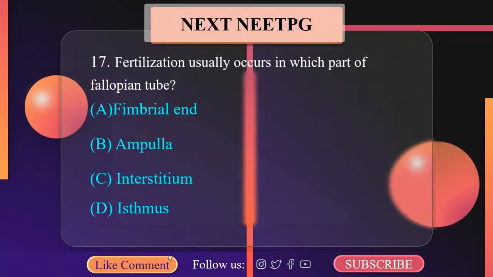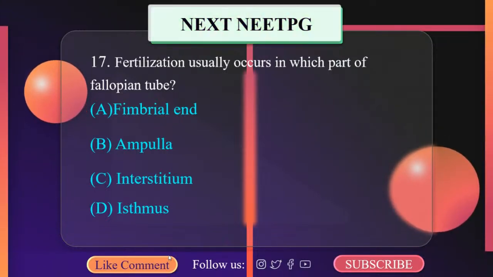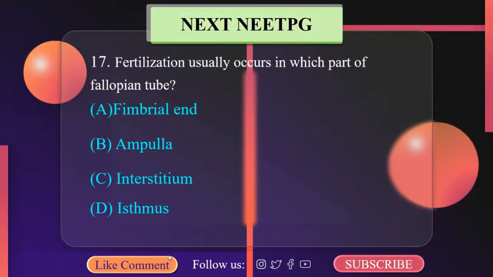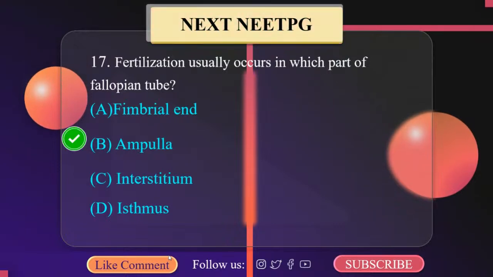Fertilization usually occurs in which part of fallopian tube? A. Fimbrial end, B. Ampulla, C. Interstitium, D. Isthmus. It is ampulla.